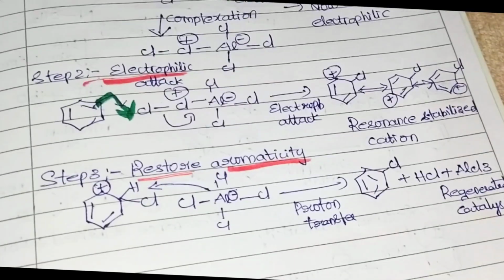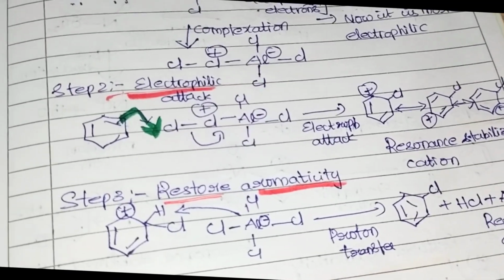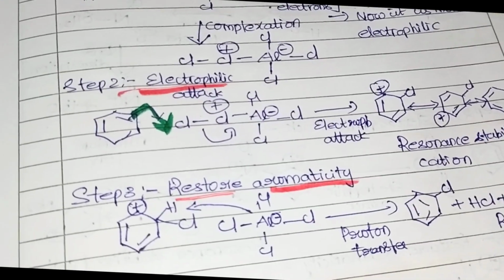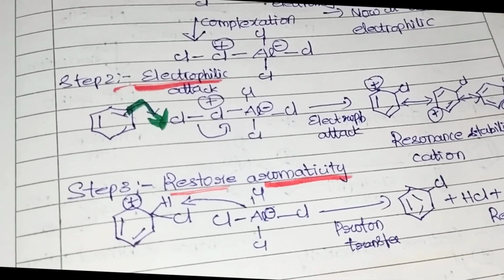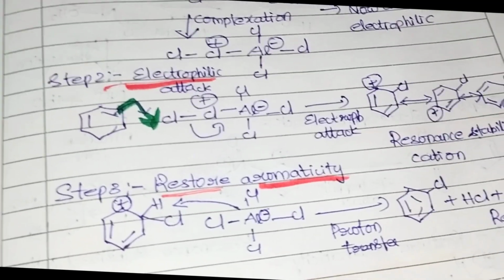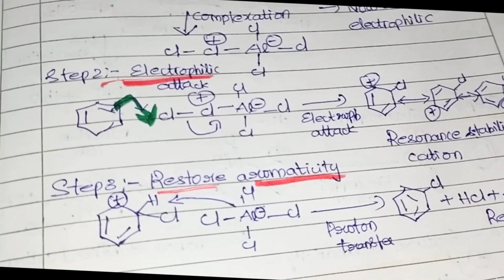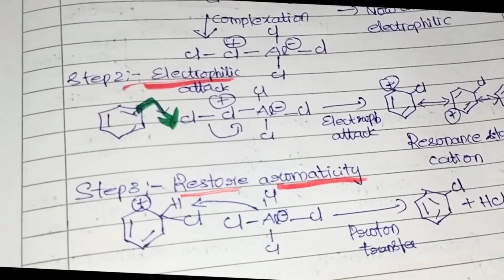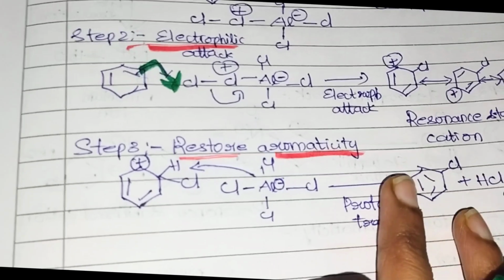Next, step 3. I already told you, when an electrophile attacks, it will lose its aromaticity, or it will lose its stability. So this benzene will do something to restore its aromaticity. It will do it by removing one proton. So step 3 is restore aromaticity.